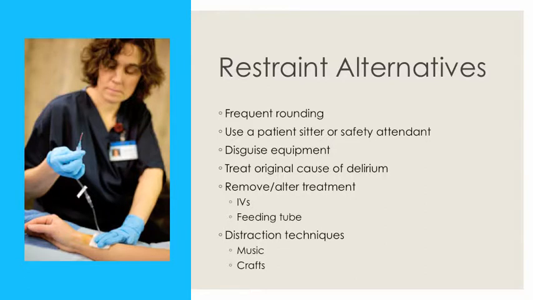Restraint alternatives. It's always important to look at restraining a patient as the last resort. Some things you can do are frequently round on your patients, and use a patient sitter or safety attendant if available, so have someone with them at all times. Disguise equipment, so hide it so it doesn't look as scary and isn't right in the patient's face. Treat the original cause of delirium. Find out the reason that they're restless and agitated to begin with and try to treat that cause.